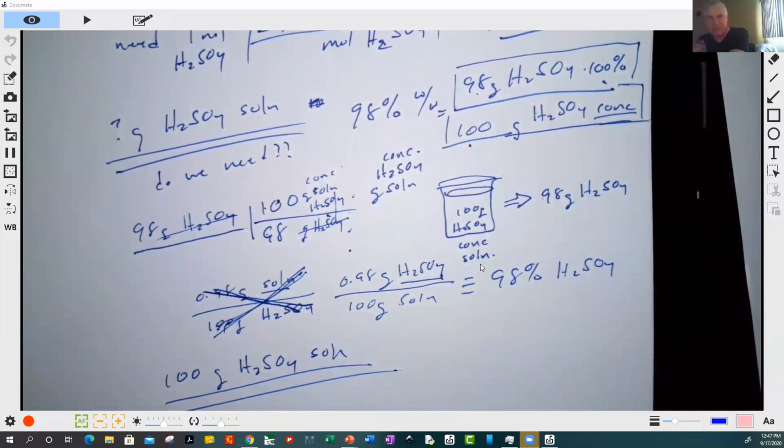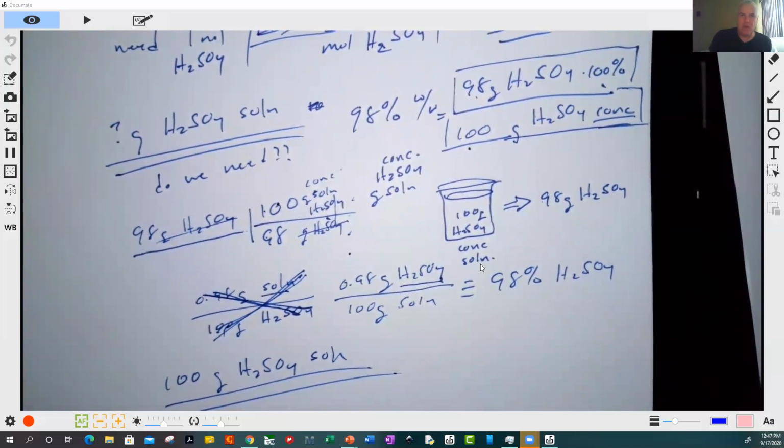Now, that is actually my preferred stopping point. But it's not always a good place to stop, because a lot of times you want to do this volumetrically. If I say you need 100 grams of this concentrated acid, that might be a little bit tricky. So you need to know what about the acid in order to get the volume?